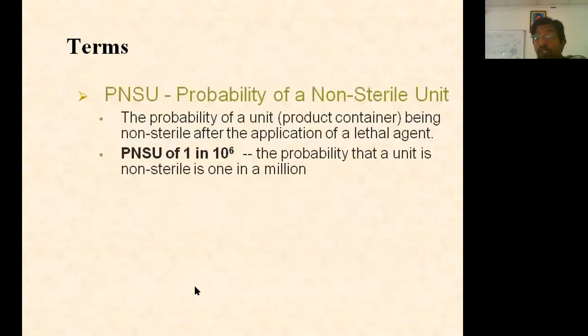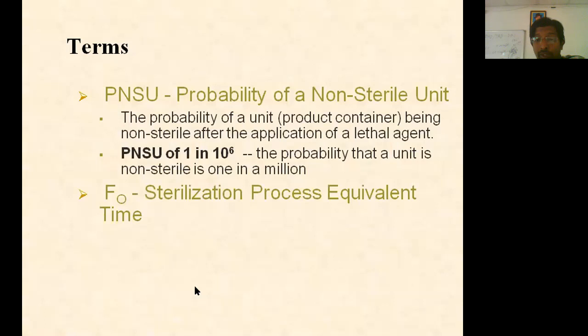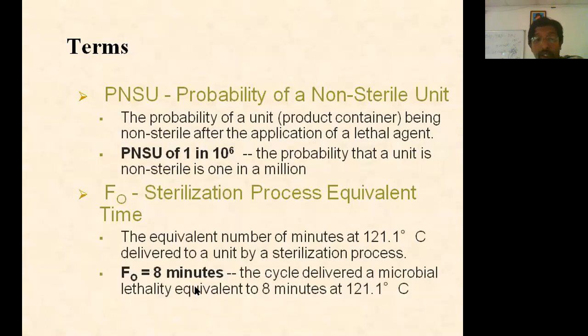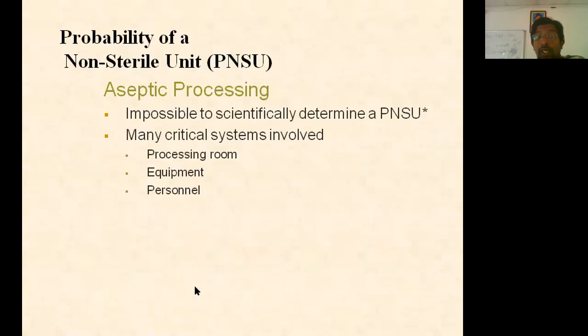When terminal sterilization is happening, the probability of product containers being non-sterile after the application of the lethal agents, PNSU, is 1 in 10 to the power of 6. 10 to the power of 6 is 1 million. So the probability that a unit is non-sterile is 1 in a million when terminal sterilization is done. Then F0, sterilization process equivalent time: the equivalent number of minutes at 121.1 degrees centigrade delivered to a unit by the sterilization process. For aseptic processing, it is impossible to scientifically determine the probability of non-sterile units.